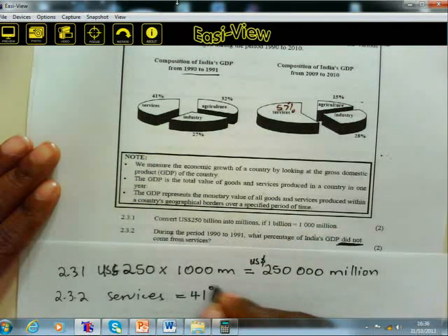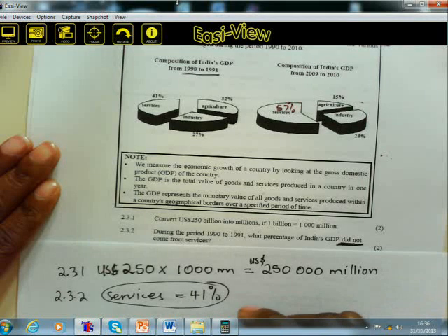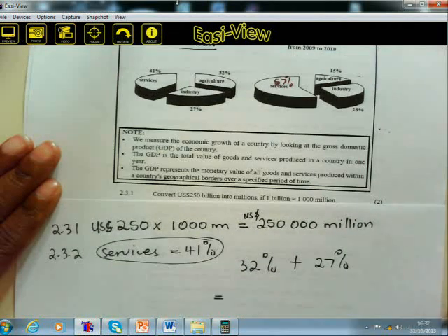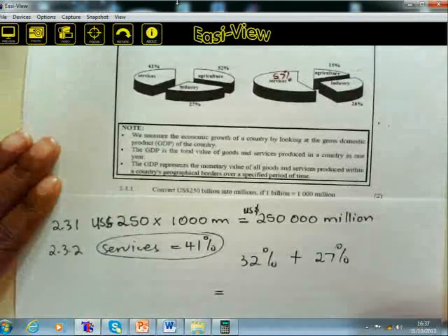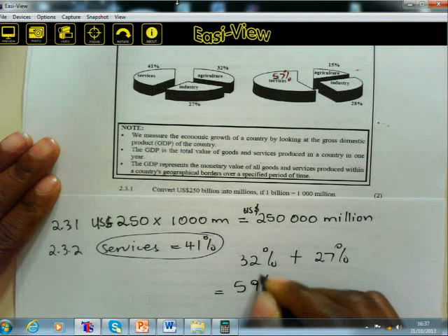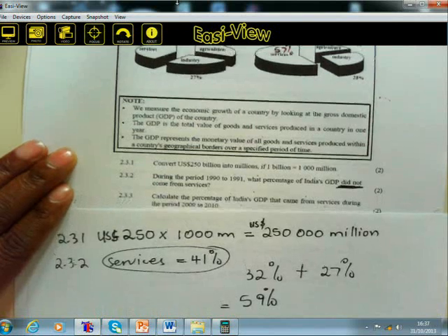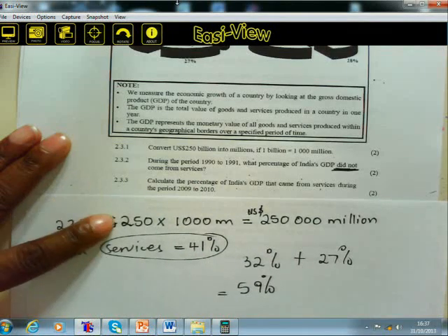Now, to answer the question, remember, you were not asked to calculate what came from. They say did not come from. So what did not come from services is 32% of agriculture and 27% of industry. So the answer in this case, 32 plus 27, 59. So 59% did not come from services. It came from agriculture and industry, but not from services. Make sure that you understand the question.